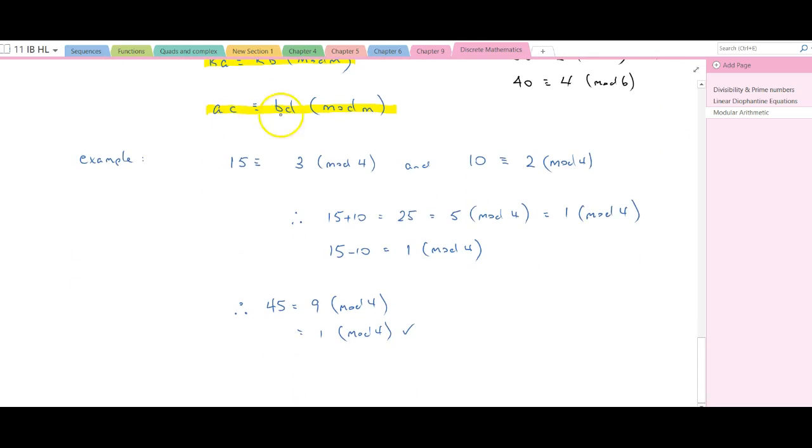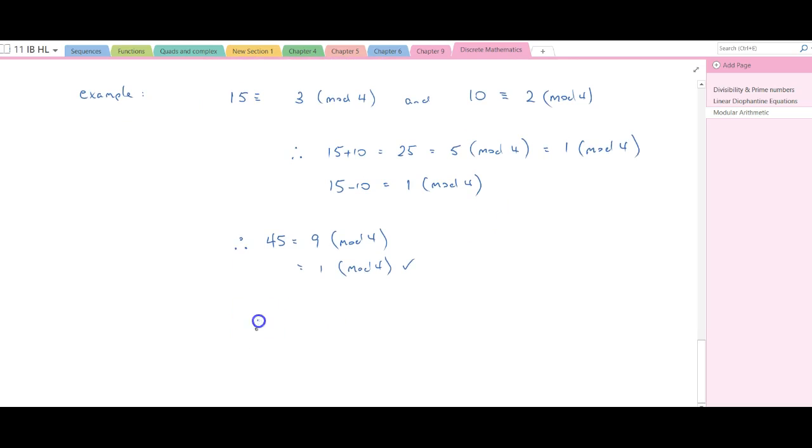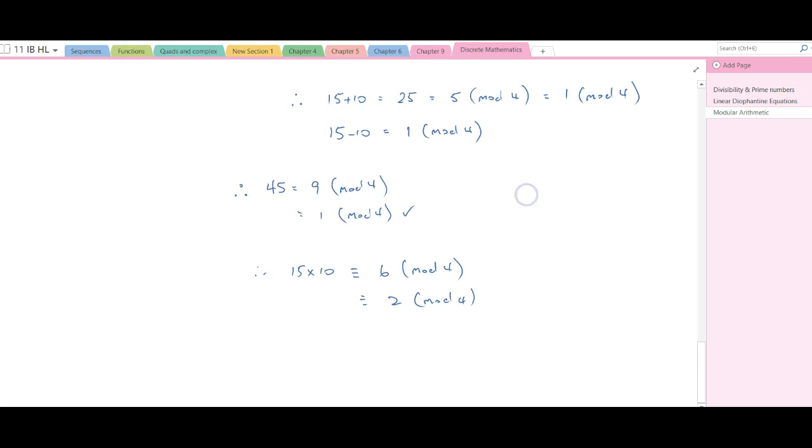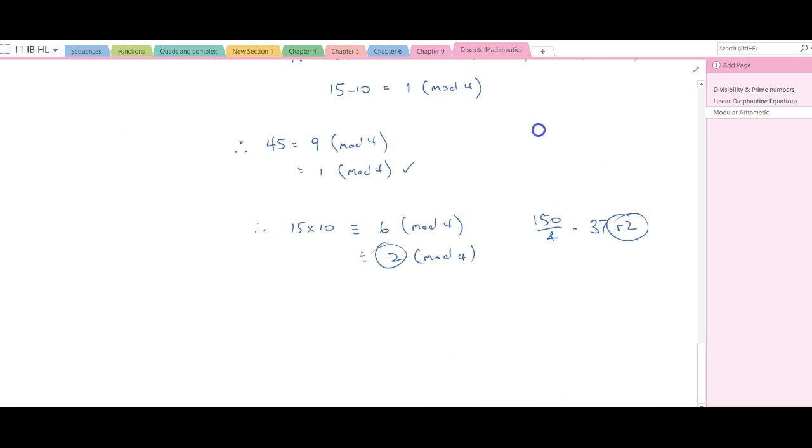Now if we look at AC equals BD, this third result here, then 15 times 10 should be the equivalent of 3 times 2, or 6 in mod 4, which is 2 in mod 4. Now 15 times 10 is 150, so checking that, 150 over 4, 148, 25, that's 37 with a remainder of 2, which is what we've got there. So everything's mapping out nicely so far.